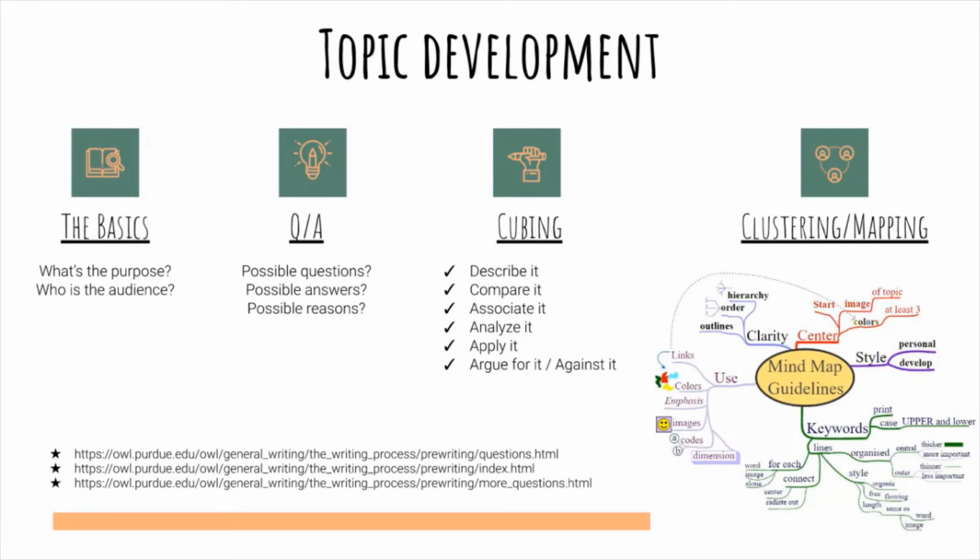And if you're super visual, you can also use clustering or mapping. That's something that I typically use for studying and not for brainstorming, not necessarily for writing. I usually do cubing because I like bullets. I just want to be like, what is it, when, where, how, all of this. The links that I have on this slide provide more in-depth questions that you can use for your topic development.